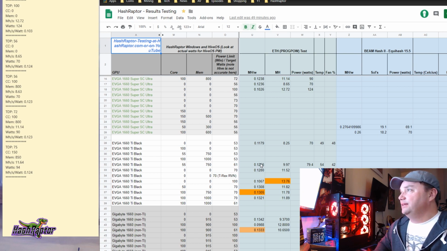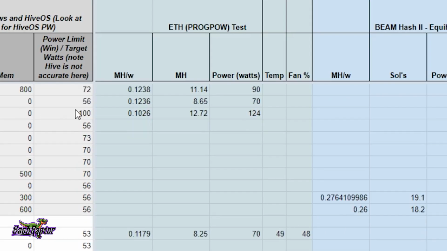Okay, so how did the 1660 Super fare? And here are my results, and these are the three that I wanted to paint a picture with here in this data, even though we did some more testing than this.